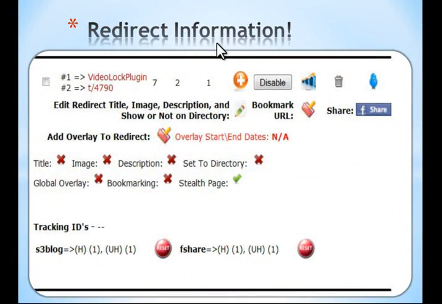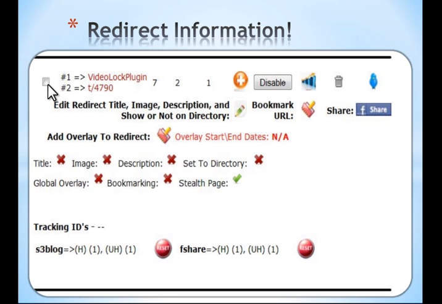Now, the redirect information. This is where all your information is in the admin index, and you can have as many of these shown per page. You can do searching. It'll search the titles, descriptions, and the redirect name, so you can find specific redirects if you need to. That's all in the interface.